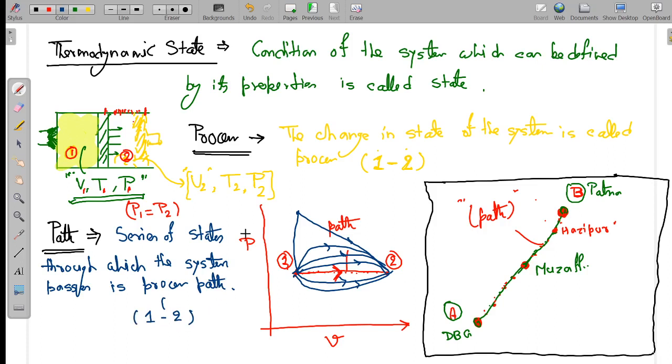So I hope now you have an idea of what a thermodynamic state is. A state is a condition of any system which can be defined by the properties of that system. Process: if the state of any system is changing, then that is called a process. Similarly, if the system is going through a process like process 1 to 2, then the series of states through which that system passes to reach from state 1 to state 2 is called the path followed by the system.